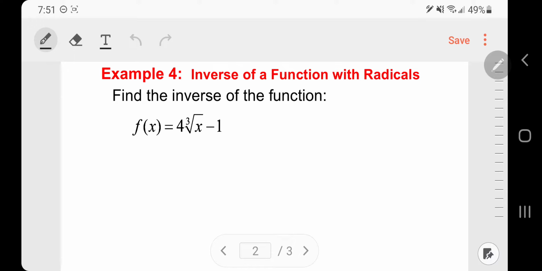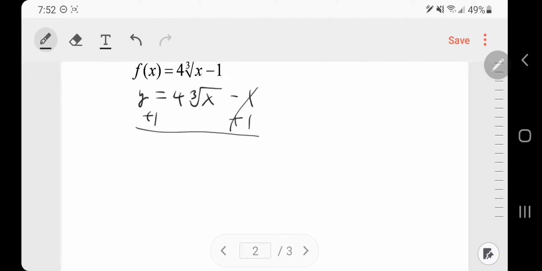Okay, so we're finding the inverse of this function containing the cube root of x. Again, the first thing we want to do here is start by rewriting this using a y instead of the f of x function notation. And now we're going to try to isolate that x inside of our radical. So I can start by adding 1 on both sides. I have that 4 on the outside of the radical, which is being multiplied, so I'm going to divide by 4 on both sides.